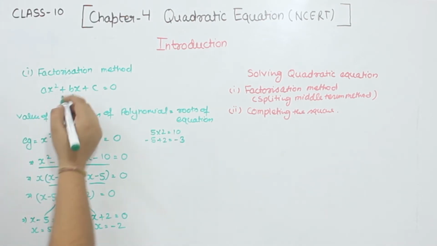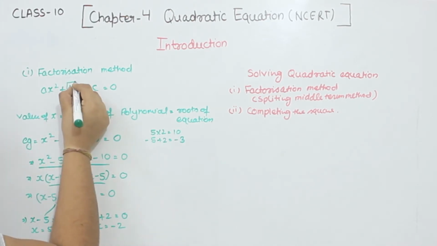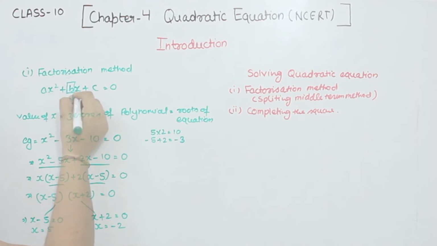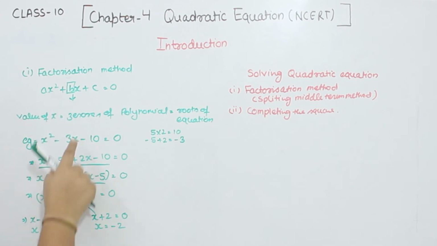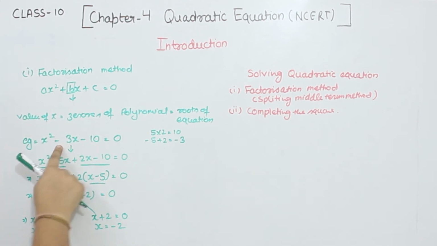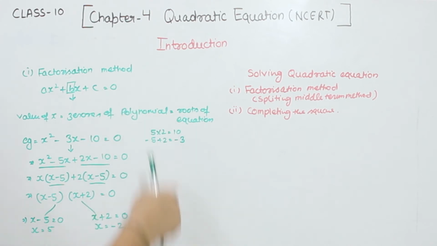Now, here in this one, this b we are having is the term which we are going to break, which we are going to split in this method. So this factor is known as the factorization method, in which we find the factors, then we solve them and find the roots of the equation. So this one is the factorization method. Now comes the next one.